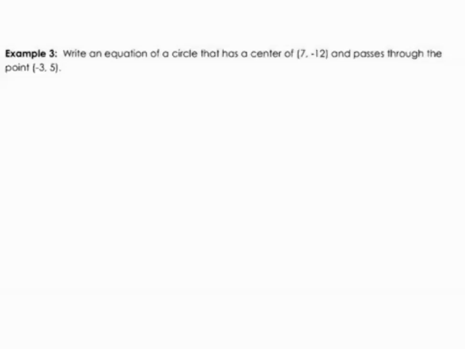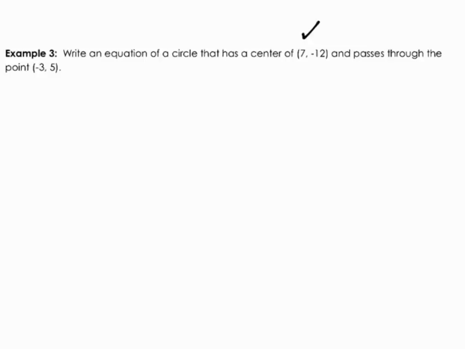Write the equation of a circle that has a center of (7, -12) and passes through the point (-3, 5). So remember that you need two things in order to write the equation of a circle. You need the center and the radius. So check, check. We've got the center. That's great. Now we have to find the radius.